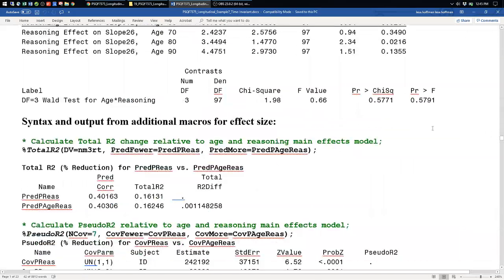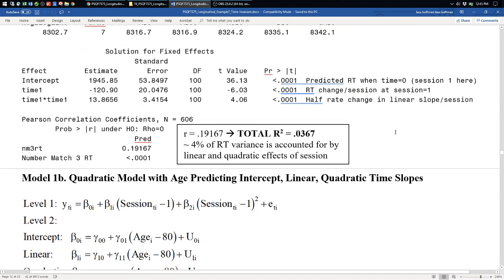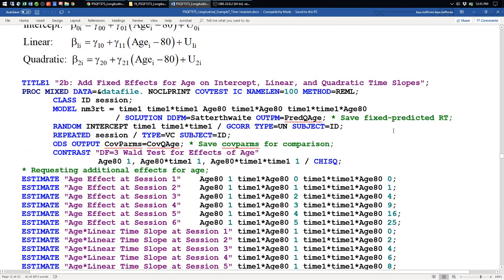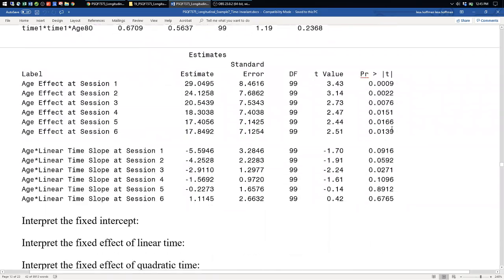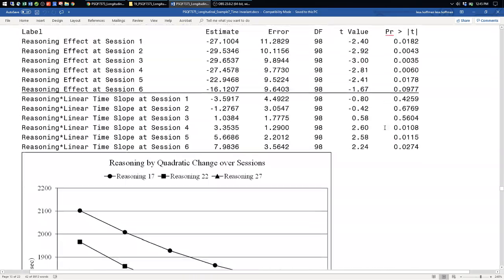Why am I asking for that? That's one way that I can try to illustrate the interaction, is how the group differences change over time. So I'm getting the group means and the group differences by which to be able to describe that.